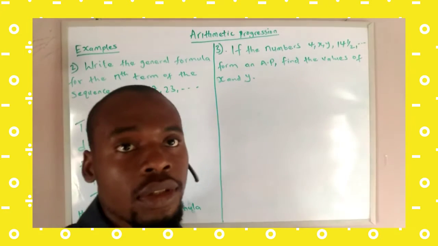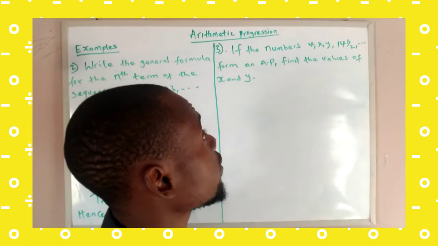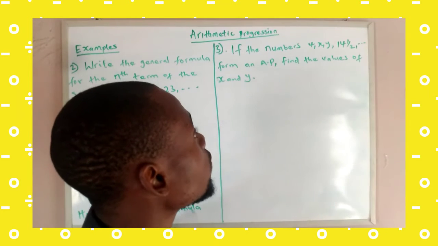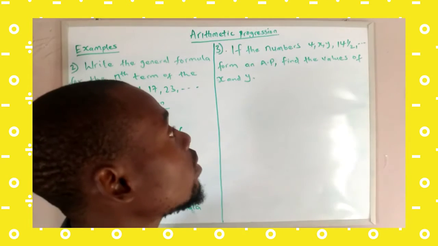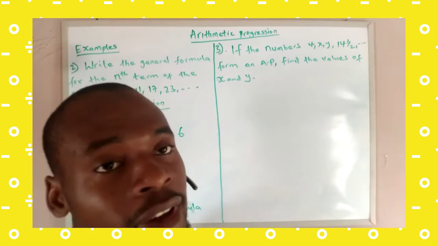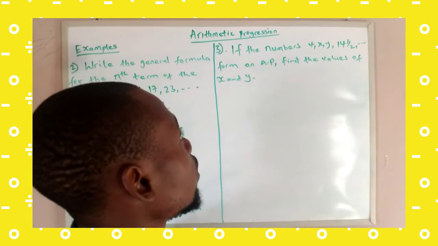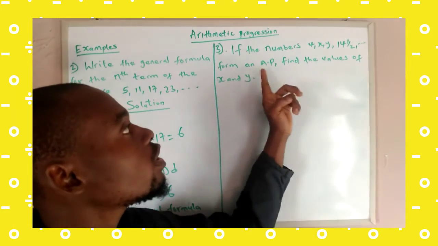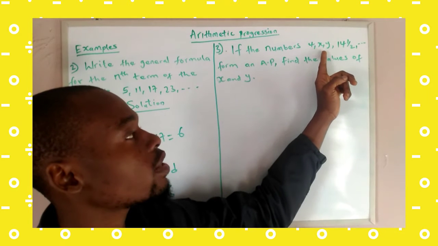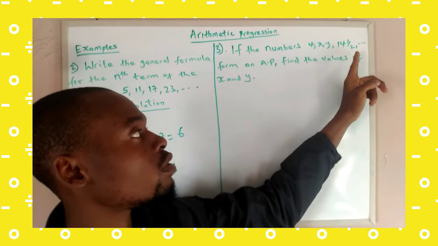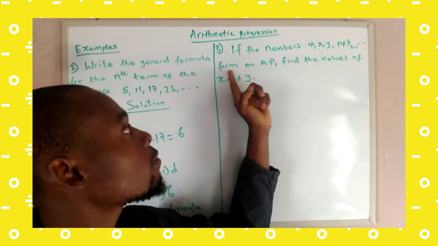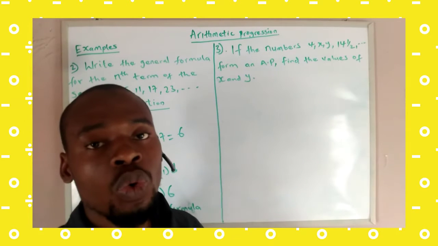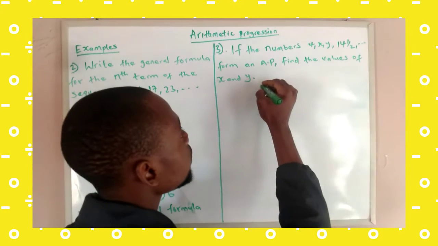Here's our third question. If the numbers 4, x, y, 14 and 1 over 2 form an AP, find the values of x and y. Let me take the question again. The third question says, if the numbers 4, x, y, 14 and 1 over 2, and so on, form an AP, find the values of x and y. So here's the solution.